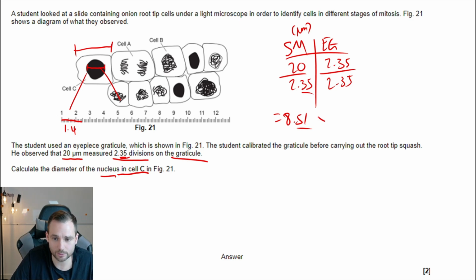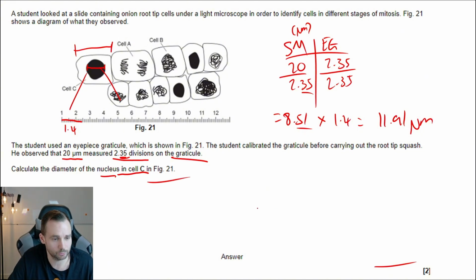So now all you do is you do 8.51 times 1.4, and that would give us the length in micrometers, which I've got as 11.91 micrometers. Whenever you do any question here, I'm going to check for units. It hasn't made it really clear which units we have to use, but there's micrometers in the question. It wouldn't make any sense to convert this to millimeters now.